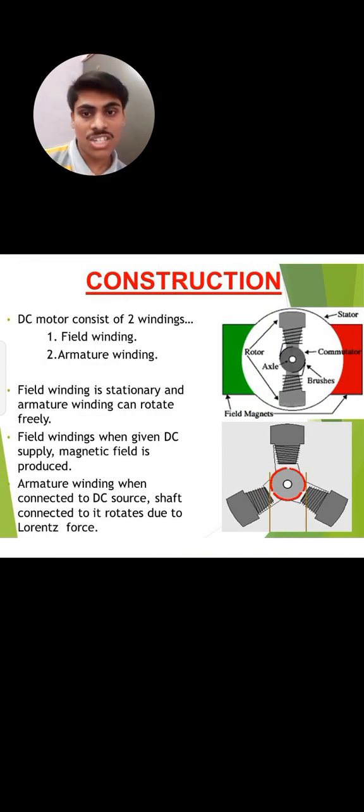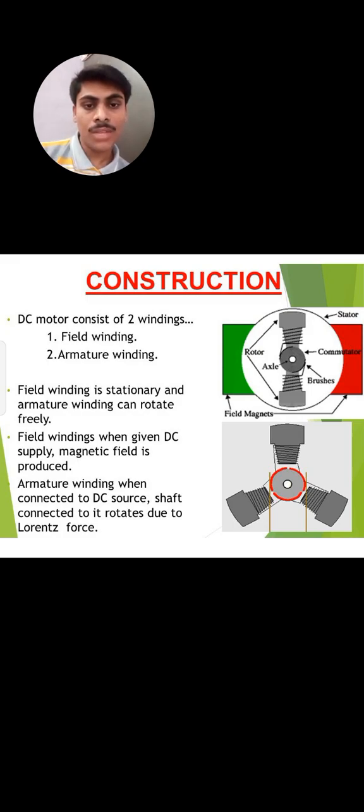Next of all, construction. A DC motor consists of two windings, those are field winding and armature winding. The field winding is stationary and the armature winding can rotate. When a DC supply is given to the field winding, a magnetic field is produced, and the armature winding, when connected to the DC source and the shaft, rotates due to the Lorentz force. See this diagram, we can easily understand the field winding and armature winding in the construction of a DC motor.